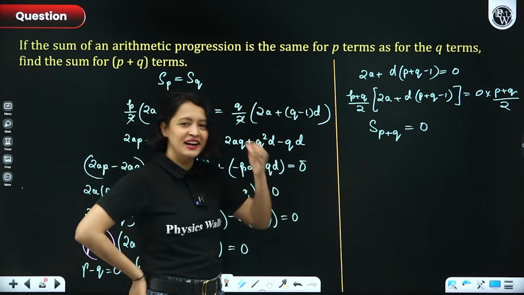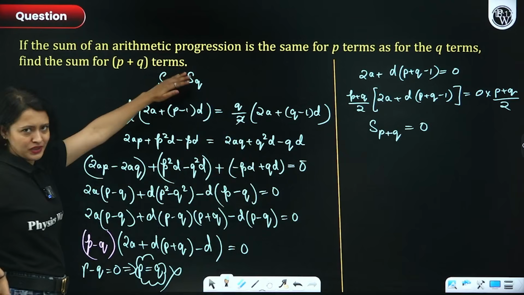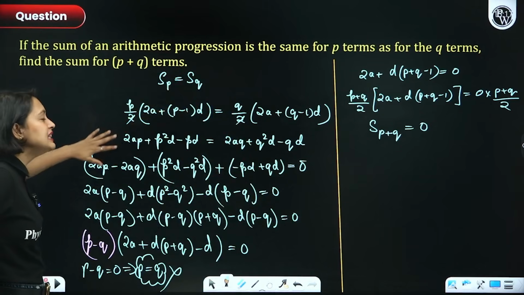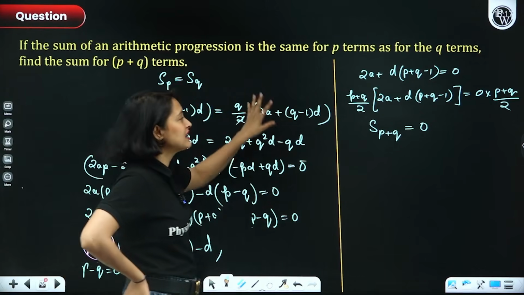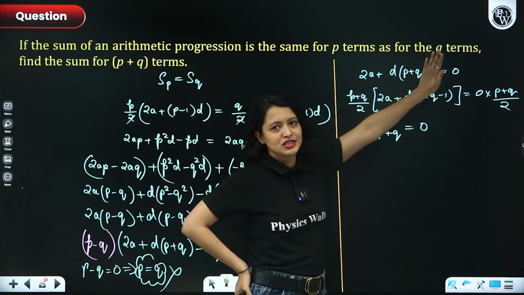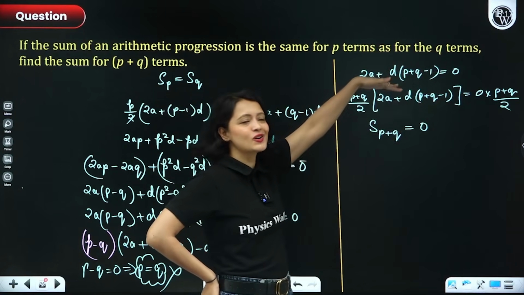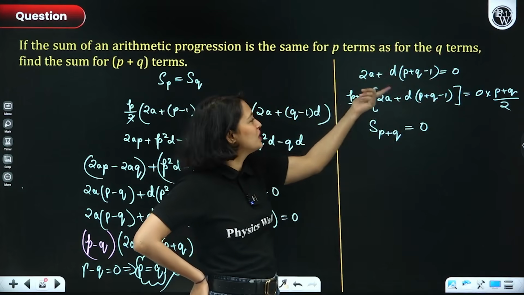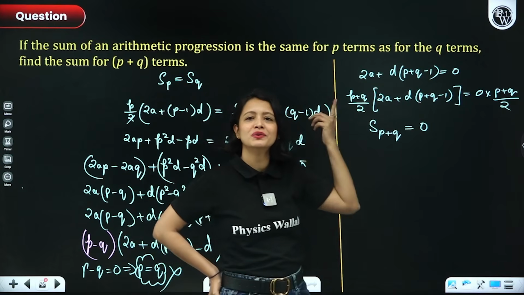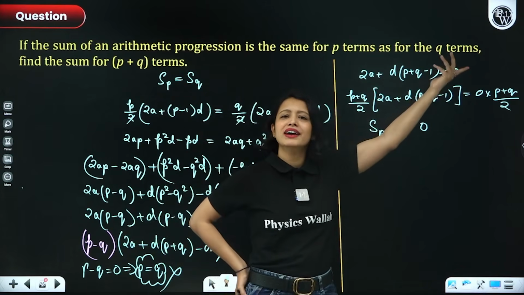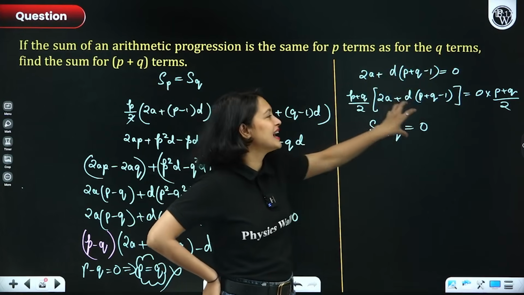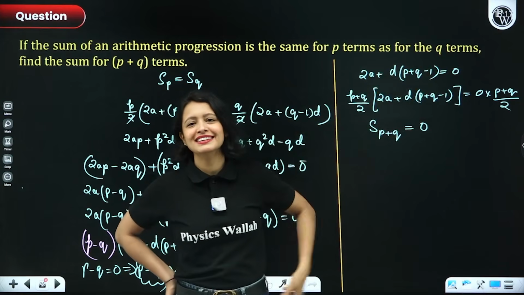So what I did, I started with this, and I molded this entire thing into something like this: 2A plus D into P plus Q minus 1 is equal to 0. As soon as I got this, I was like, okay, now I can multiply P plus Q by 2, because on the right hand side we have 0. And if I do that, I'll get the formula for sum of P plus Q, and that's it.